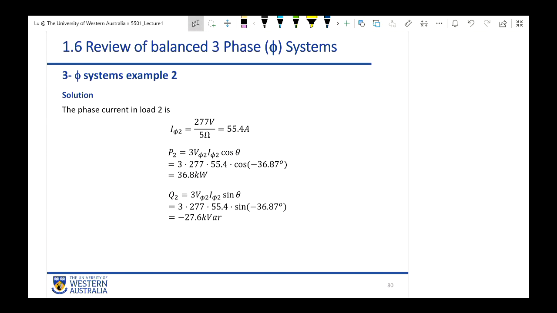Okay. So for load 2, this time we use Ohm's law again, using the phase voltage 277 volts divided by 5 ohms. So we got 50.4 amps as the phase current of load 2, and then we repeat the formulas to calculate the real power and the reactive power for load 2. Same thing.